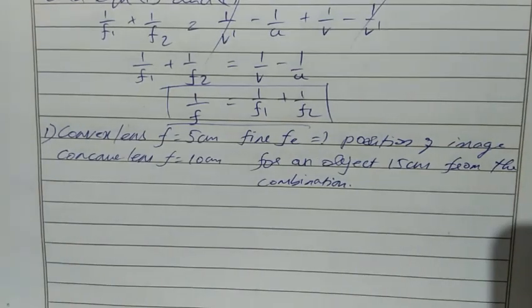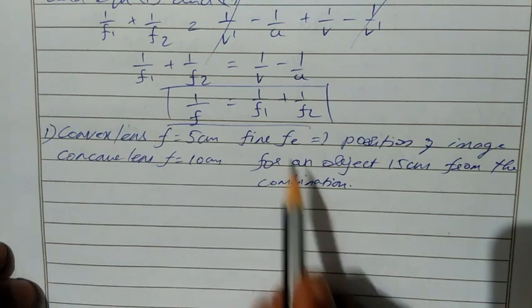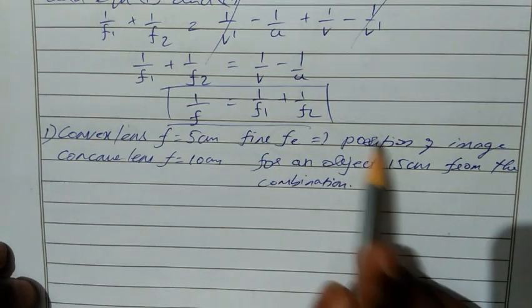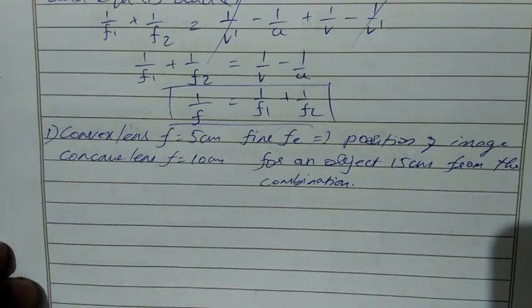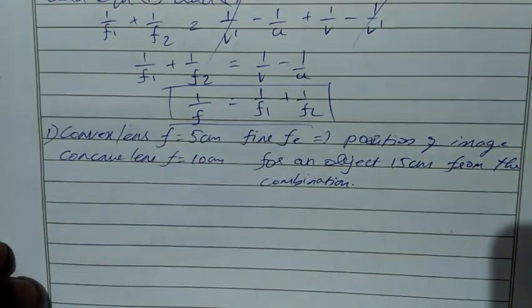Now the question. A convex lens of focal length 5 cm and a concave lens of focal length 10 cm are in contact. We have to find the total equivalent focal length, then the position of the image for an object placed 15 cm from the combination. So how to find the net focal length? By using the formula 1 by f equals 1 by f1 plus 1 by f2.